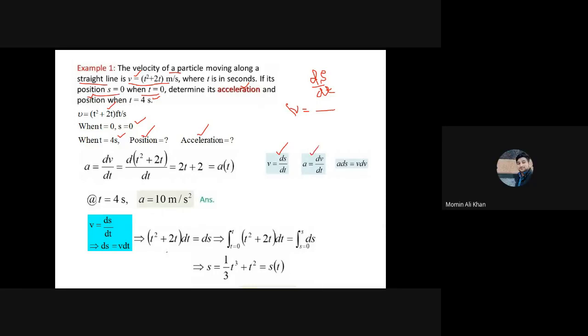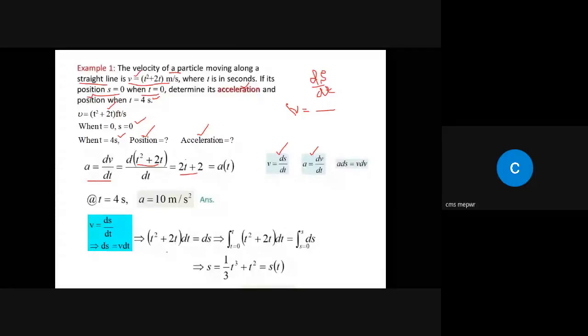Okay, so as we have the equation a is equal to dv by dt, let's put v is equal to t square plus 2t. Its derivative gives us 2t plus 2. Okay, I hope you understand how we get this 2t plus 2. Since we need to find out the acceleration at t equal to 4 seconds, when you put t equal to 4 seconds, we will get our required acceleration value.